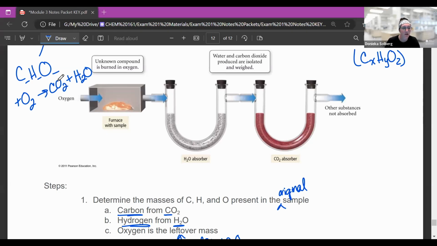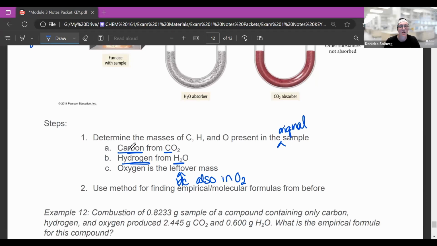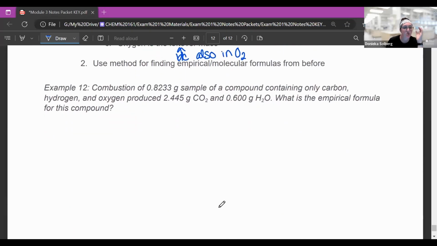So the carbon would have gone into carbon dioxide, the hydrogen would have gone into H2O. So this is what you're going to do. You're going to figure out how much carbon from the CO2. How much carbon did you make? How much hydrogen from the H2O? How much hydrogen was there from the water? And then whatever was left was from the oxygen. Then you have the amounts of carbon, hydrogen, and oxygen that came from your original sample. You can then find your empirical formula using the convert to moles, divide by the smallest one, and find the subscripts.